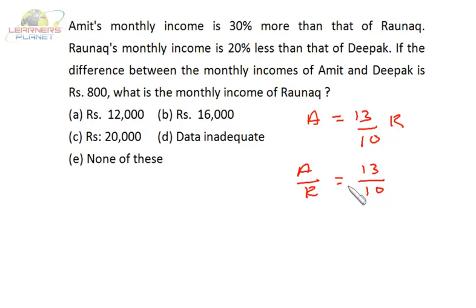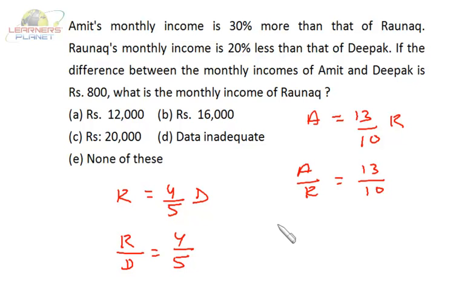Okay. Now Ronak's monthly income is 20% less than that of Deepak. That means Ronak's income is 20% less. That means 80% of Deepak. So it's 4 by 5. 80% is actually 4 by 5. So Ronak is 4 by 5 of Deepak. That means Ronak by Deepak is 4 by 5.